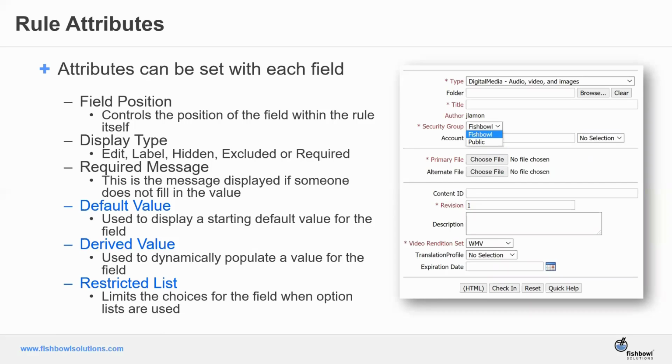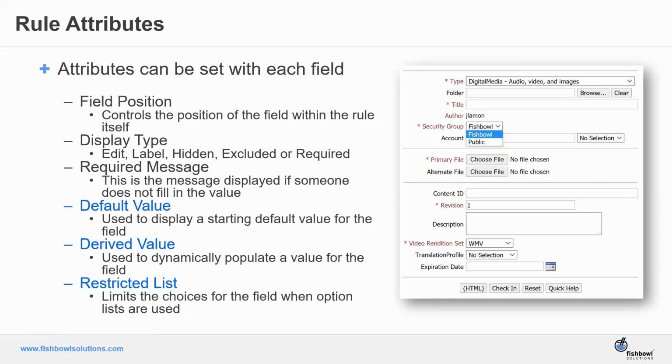So you can drive where it sits on the screen, and you can drive the display type, whether it's hidden or required. And if you have a required message, so for example, you flip it to say you can't move on, you can't save that content item until this value is put in or selected, then you can decide what required message you want to provide back to the user in that case.